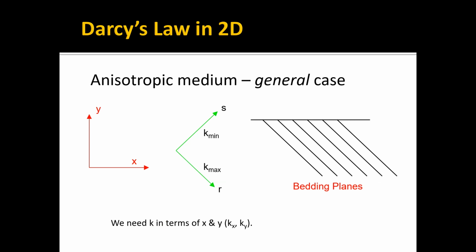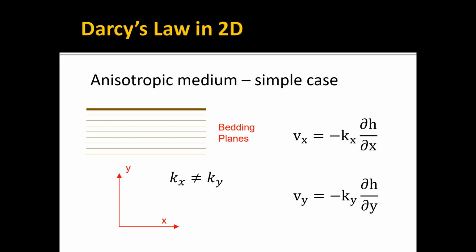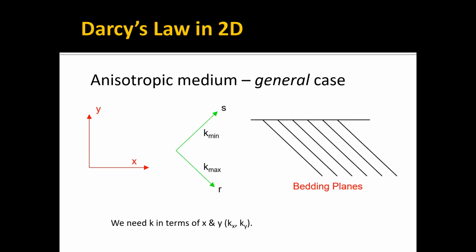Now let's talk about the general case. The simple case means we have horizontal bedding planes. In the general case, those bedding planes may be tilted at some angle. And how do we represent Darcy's law in this case? Water may or may not be flowing parallel or perpendicular to the bedding planes. The water could be flowing in any direction depending on the hydraulic gradients. So how do we represent that?